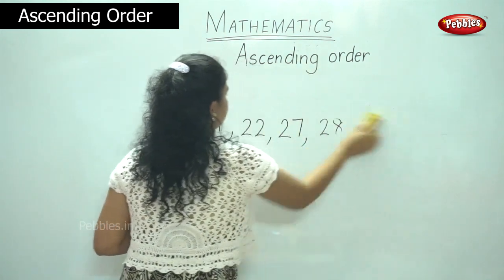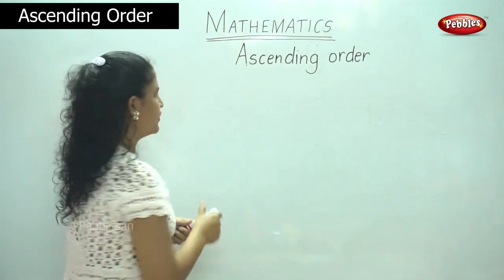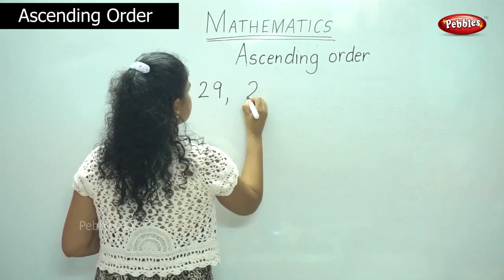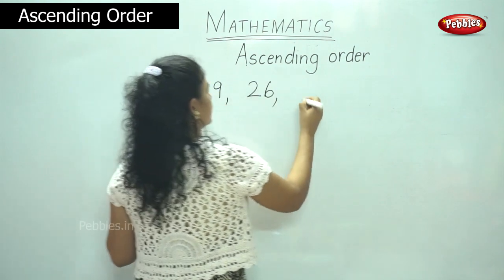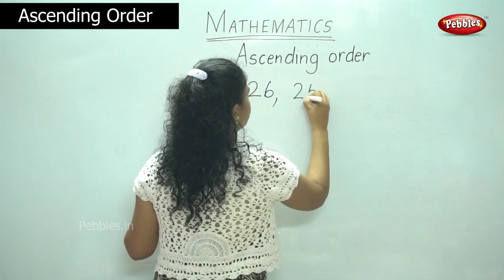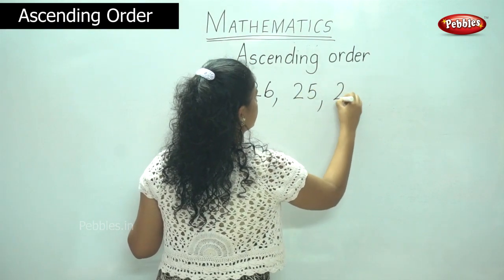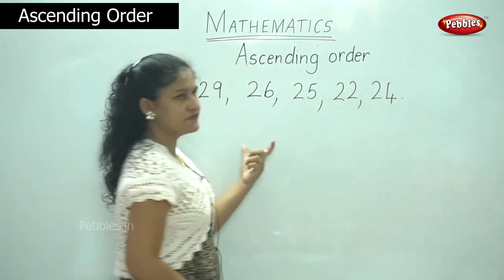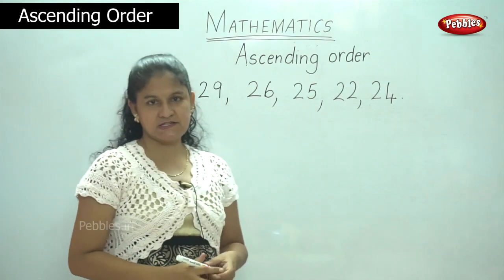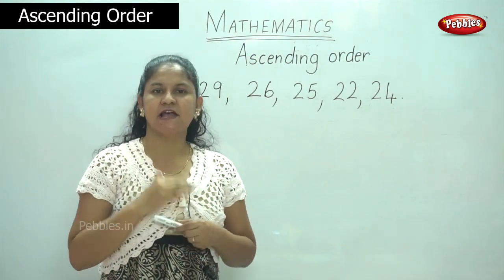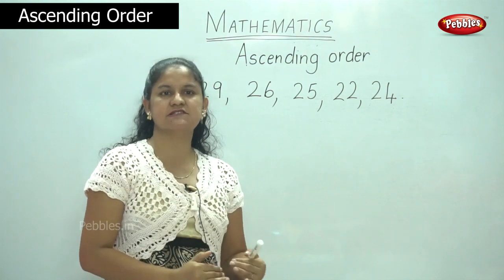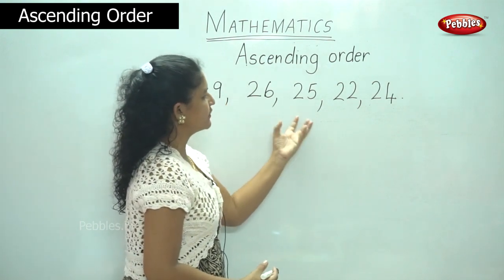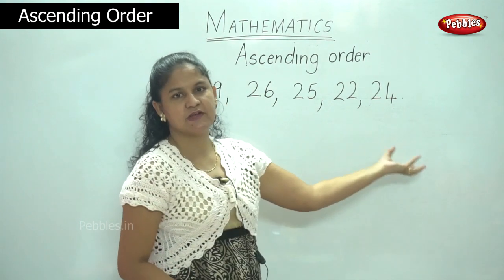So the next 5 numbers. So we have 29, 26, 25, 22 and 24. So they have given me these 5 numbers and I am supposed to place them in its ascending order, that is from the smallest number to the biggest number. So I have 29, 26, 25, 22, 24.